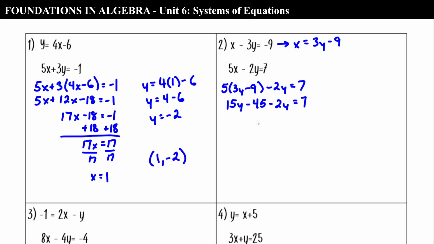15y minus 2y is going to give us 13y. We add 45 to each side. So 13y is equal to 45 plus 7 is 52. And so we are going to have y equals 4 when we divide each side by 13.